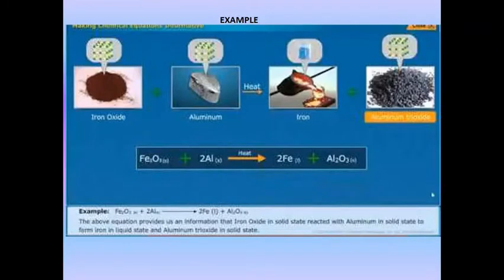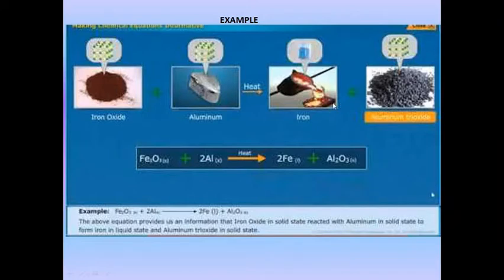This is another example I would like to show you. In this picture, I think the picture is a little bit blur. In this picture, solid iron oxide reacts with solid aluminium, and when it is heated, when you heat, you show it on the arrow with the word heat. When you heat it, liquid iron is formed. You can pour it, so it is liquid. Liquid iron is formed along with solid aluminium oxide.